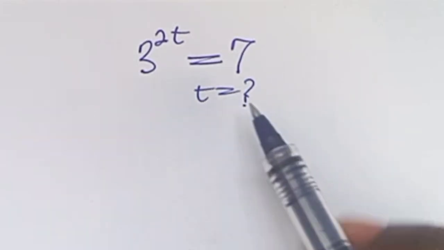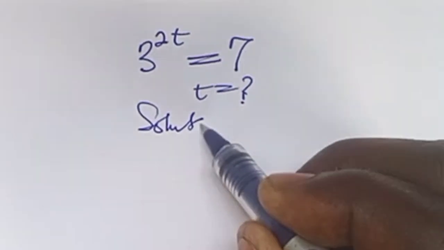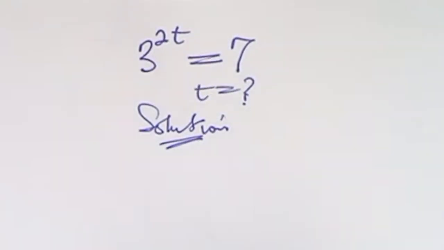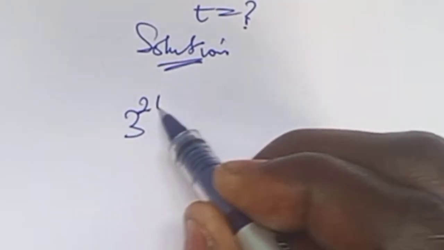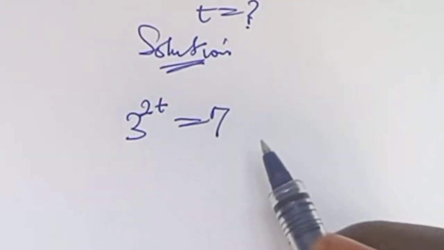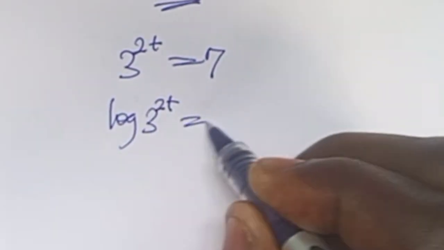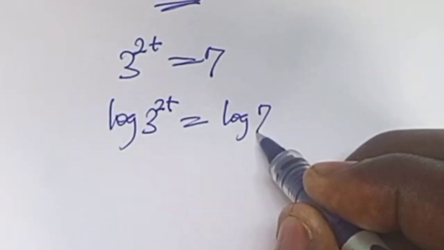So t is the unknown. Let's solve together. Solution: 3 to the power of 2t equals 7. We're going to take log to base 10 on both sides, so that our equation will become log 3 to the power of 2t equals log 7.